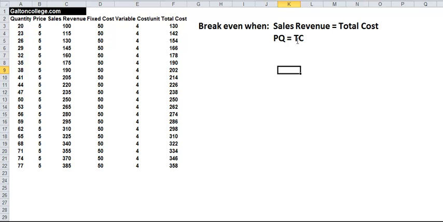PQ is equal to TC. Price times quantity is equal to total cost. Sales revenue equals total cost.